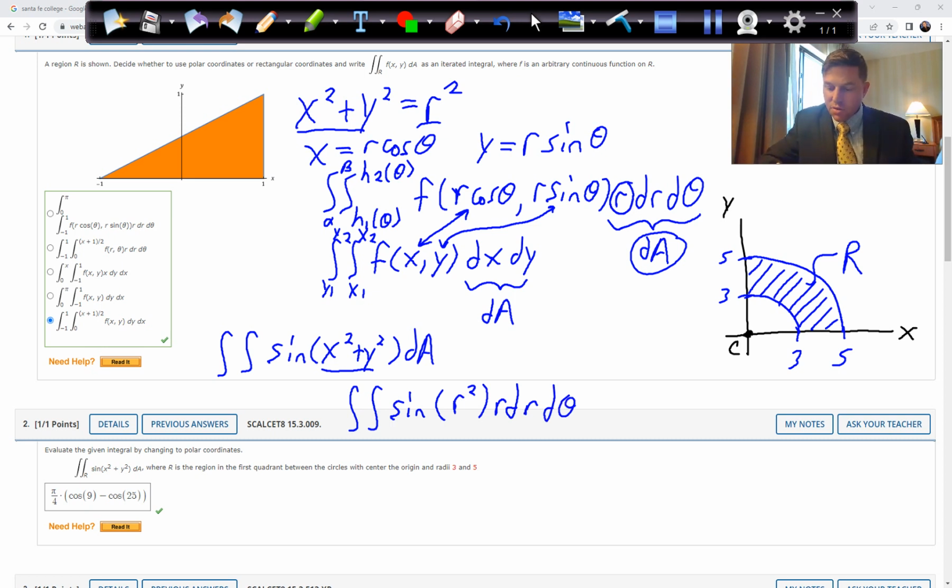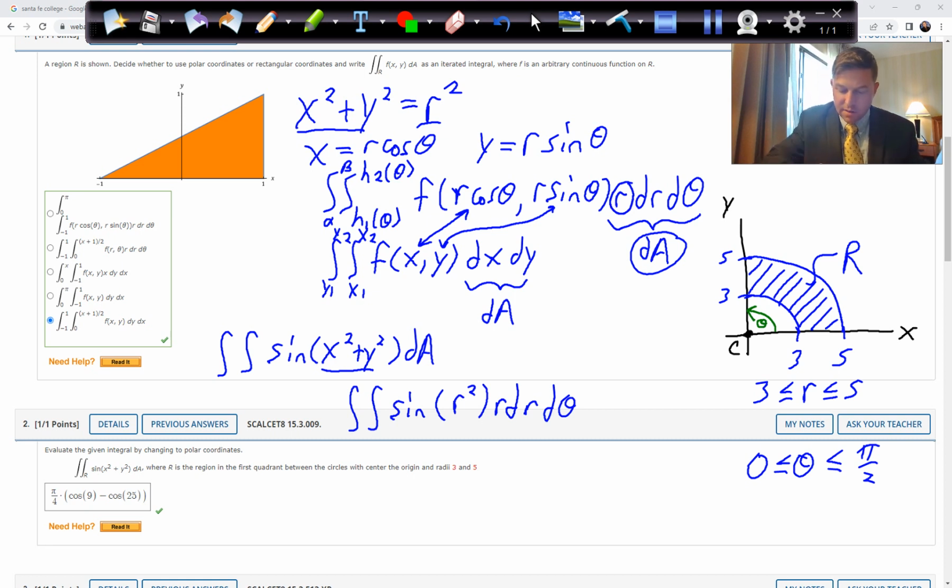Now, based on this drawing over here, I can see that r varies between 3 and 5. Okay, so these are really r values, distance from the center. And then theta is measured from the x-axis and goes counterclockwise. So this would be theta, and if you look, theta is bound by 0, the x-axis, and pi over 2, which is the y-axis. So there's only 90 degrees worth of this region here.